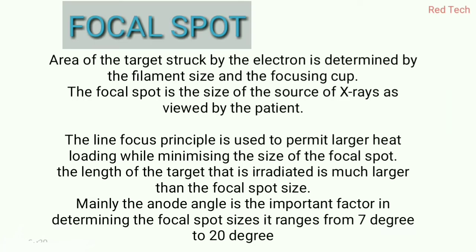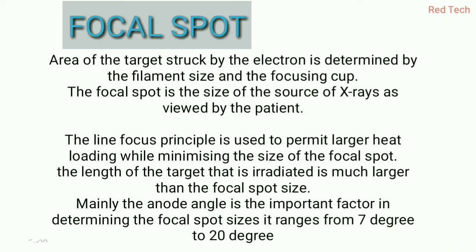Focal spot: basically, how much area of the target is struck by the electrons is determined by two things. One is the filament size, and the other is the focusing cup, what type of focusing cup is used. So two terms determine the area of the target struck by the electrons. The other term is focal spot. The spot is the size of the source of X-rays, meaning where the X-rays are generated from the machine, and the size of the rays as viewed by the patient.